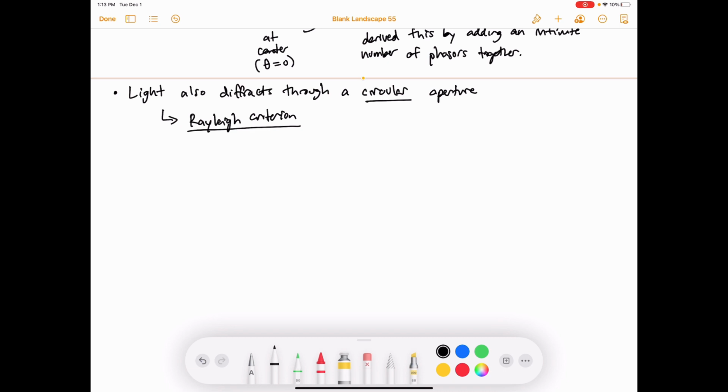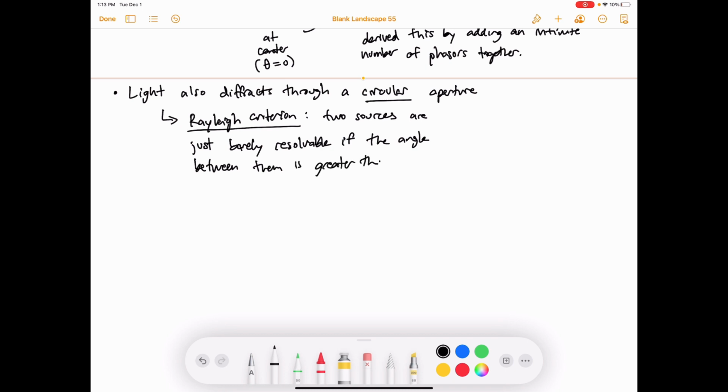The Rayleigh Criterion says that two sources are just barely resolvable if the angle between them is greater than theta min equals 1.22 times lambda divided by d, where d is the diameter of the aperture, and lambda, of course, is the wavelength of the light.